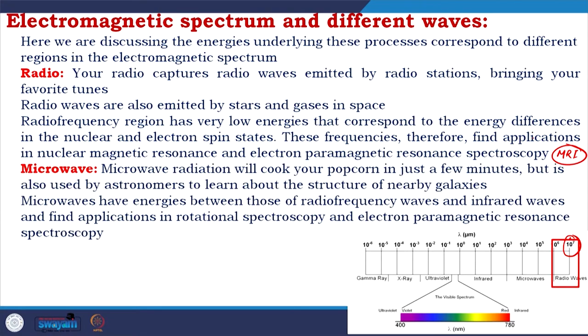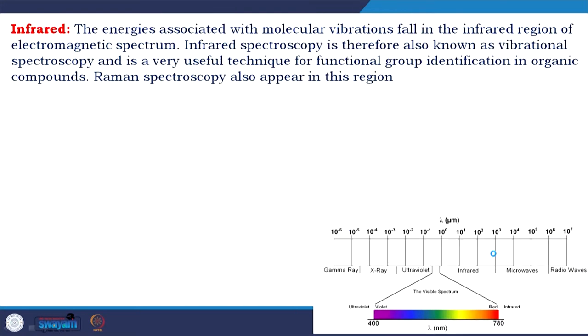Coming to microwave, microwave radiation will cook your popcorn in just a few minutes. But it is also used by astronomers to learn about the structure of nearby galaxies. Microwaves have energies between those of radio waves and the infrared, and find application in rotational spectroscopy and electron paramagnetic resonance spectroscopy.